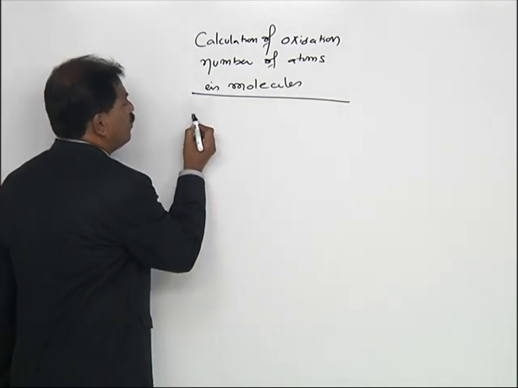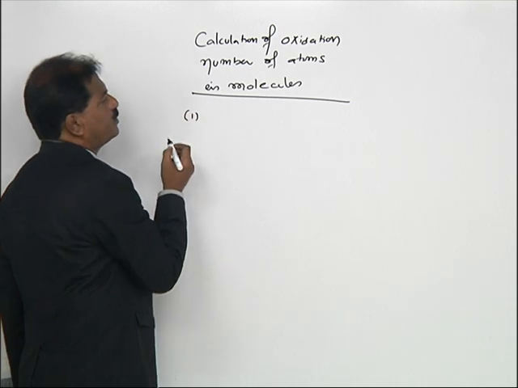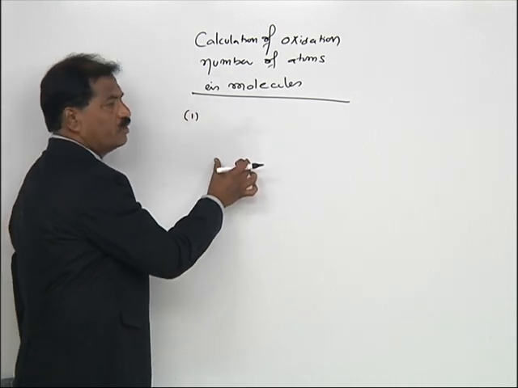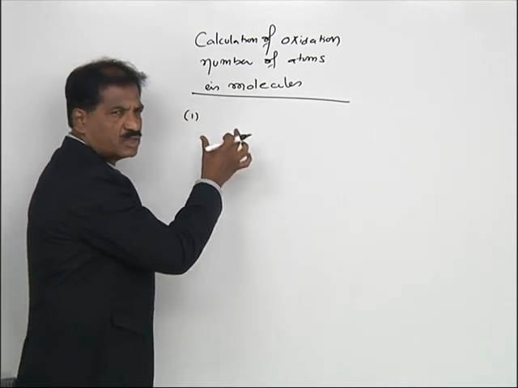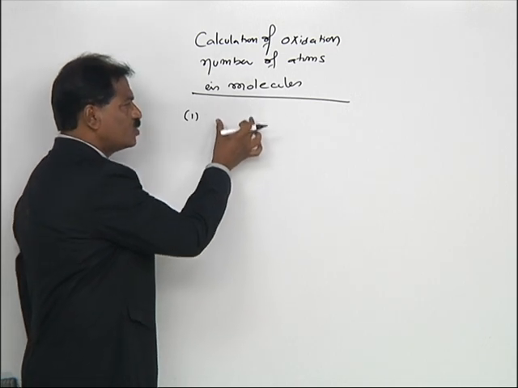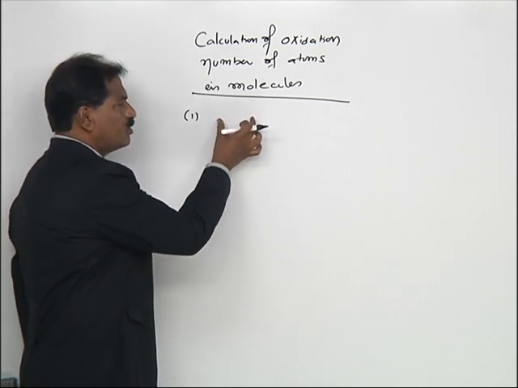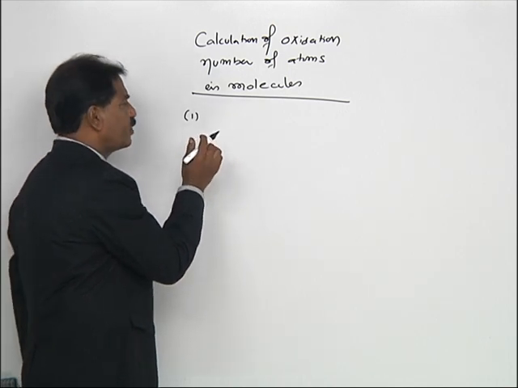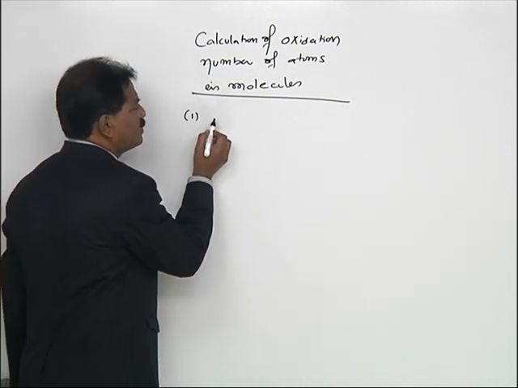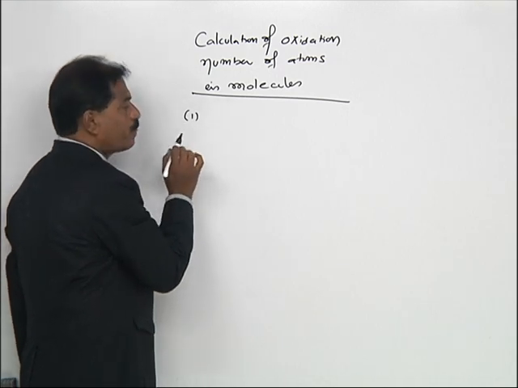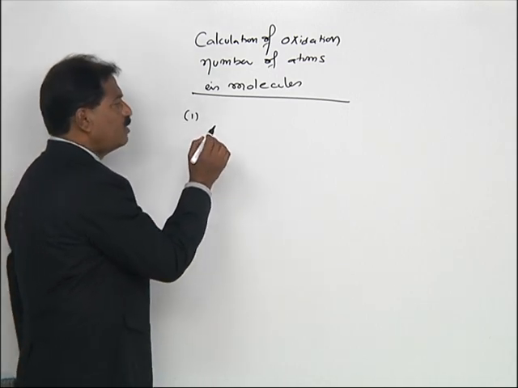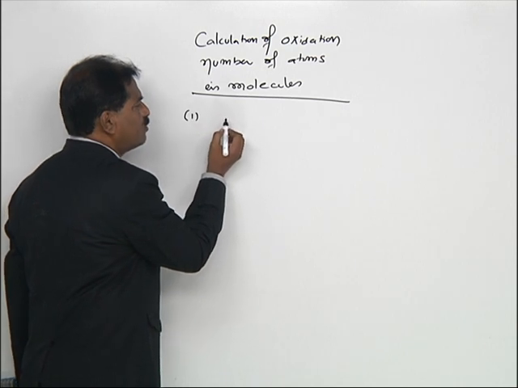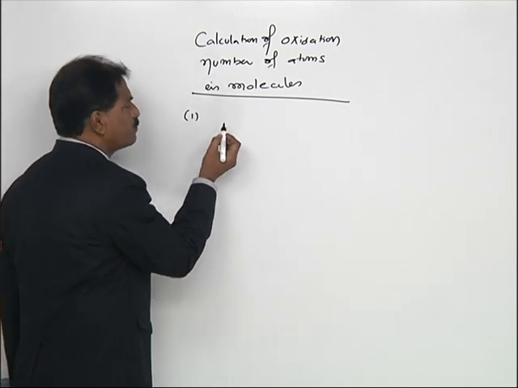Next, for the calculation of oxidation state of the atoms in a molecule, various empirical rules have been framed. Based on those rules, we have to calculate the oxidation number of each and every atom present in the molecule. So, first let us discuss about the first rule. First rule explains the oxidation state of the hydrogen atom in various molecules.